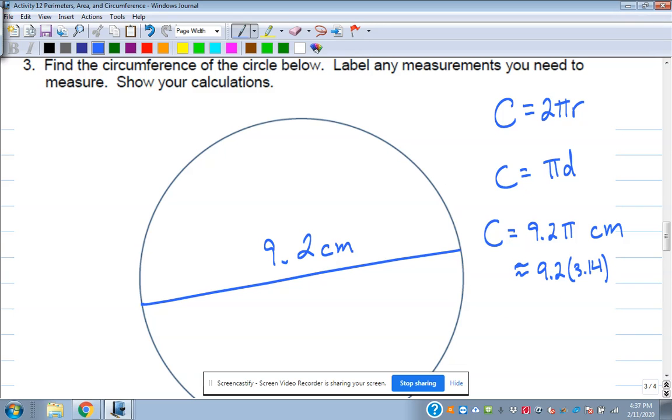What's 9.2 times 3.14? Go ahead and do the decimal because that's the most common thing done in elementary school math, to do the decimal 3.14, and we're getting 28.88 or 89. Did you use the pi button or 3.14? All right, so don't use the pi button. Use 3.14.